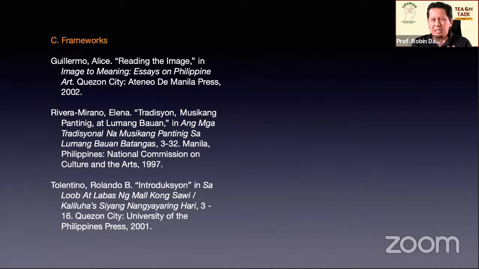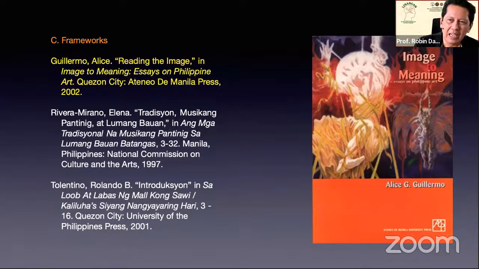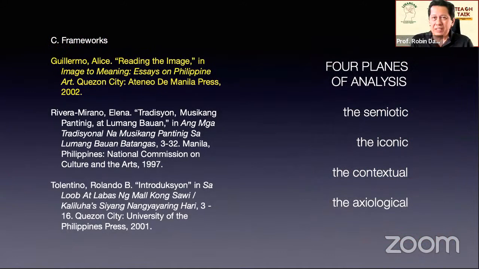Now, I have three readings here. I usually assign only the first two. The third is optional. I used to assign this before the pandemic. But these all contain frameworks. Like the first one you might be familiar with. This is Alice Guillermo's Reading the Image, in Image to Meaning. And the highlight of this is the four planes of analysis, which is something that all of our art studies majors learn first, and is the last thing you forget. So we're talking about the semiotic plane, the iconic plane, the contextual plane, and the axiological plane.